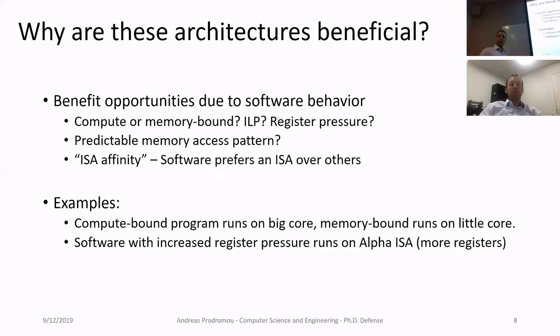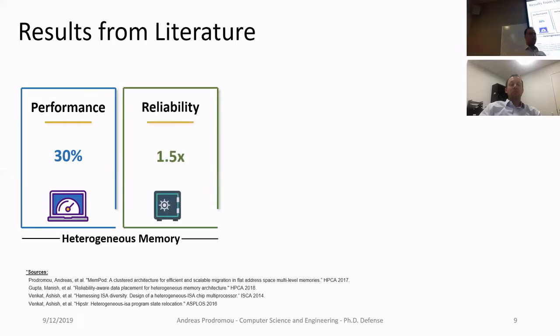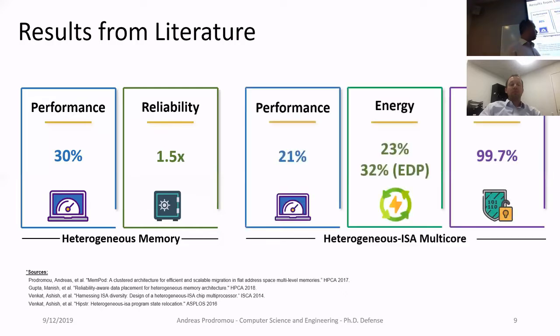Taking a look in the literature, on the heterogeneous memory architecture side, we can see performance improvements of up to 30%. Even the reliability of data itself improves by up to 1.5 times. On heterogeneous ISA multi-cores, we see 21% performance improvement, 23% energy reduction, and 32% reduction in energy delay product. And it turns out, if we migrate software between ISAs, researchers have shown that they can eliminate 99.7% of the opportunities for a particular kind of attack, a return-oriented programming attack.